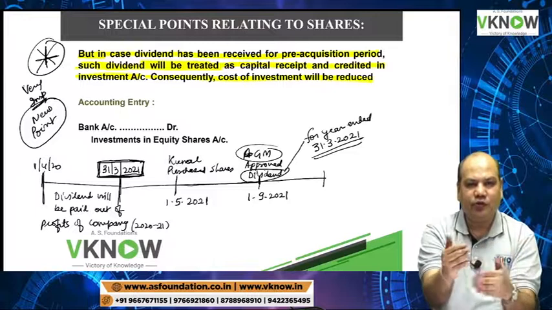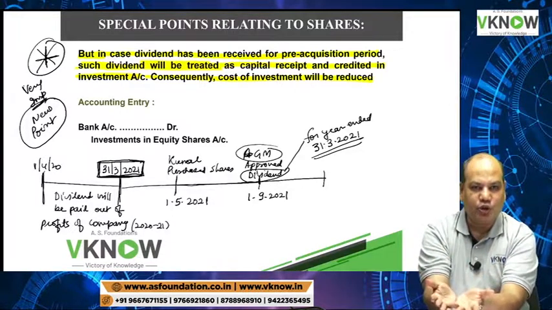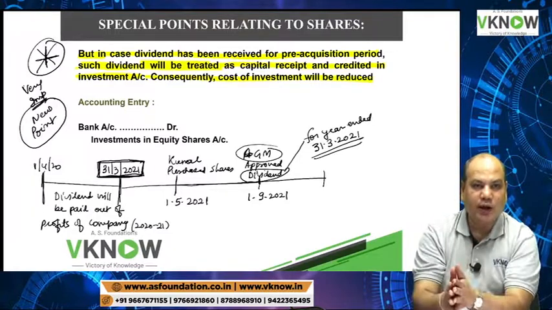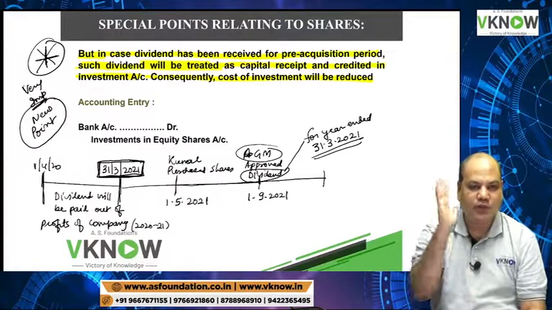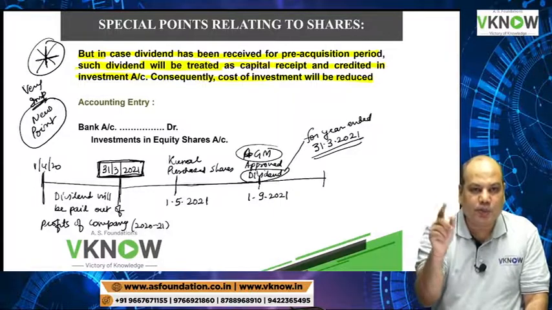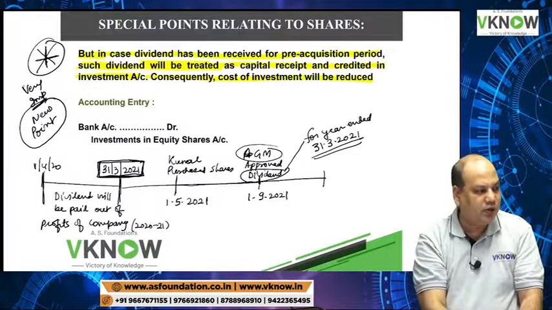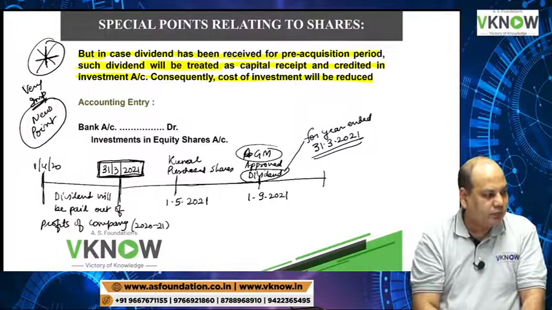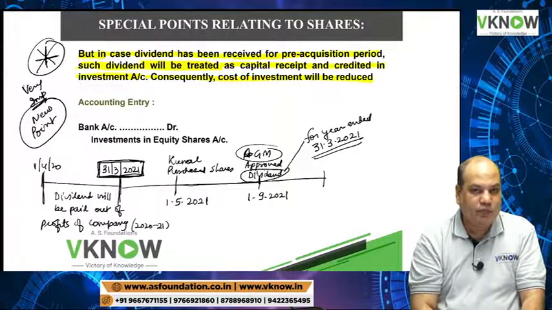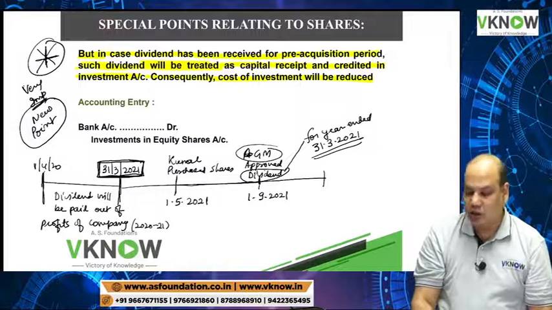For some days accounting work will be completed. Then the board will propose a dividend. Then the shareholders will approve the dividend on 1st September. Dividend is paid out of the profit earned for the year ended 31st March 2021.